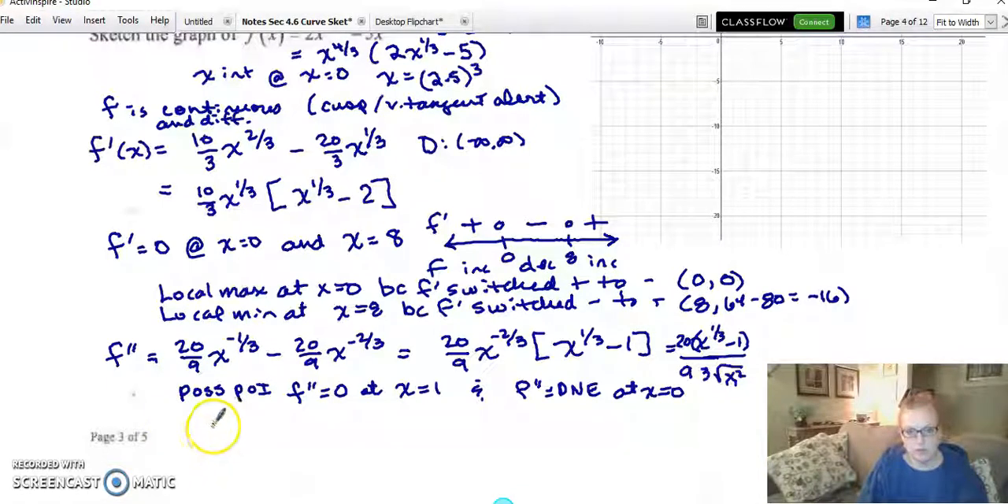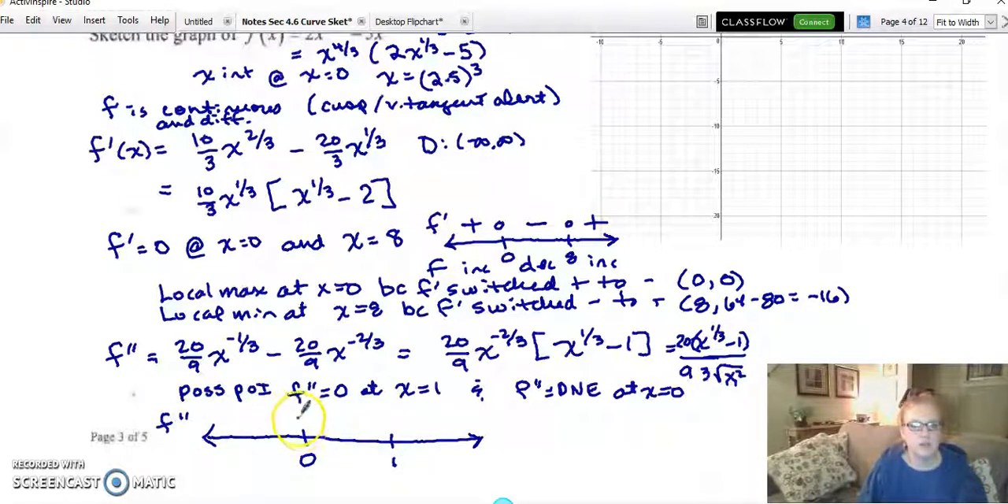So then we go down and do our sign chart. So we check and see what happens. We have our 0 and our 1. This is our second derivative, which is undefined here, and then it is 0 there. We check our signs. This, because it's squared, is always positive, so I'm really only looking at this. And this is going to be negative below 1 and positive above 1. So negative, negative, positive.